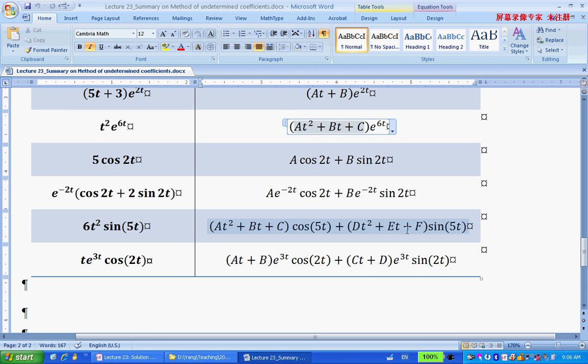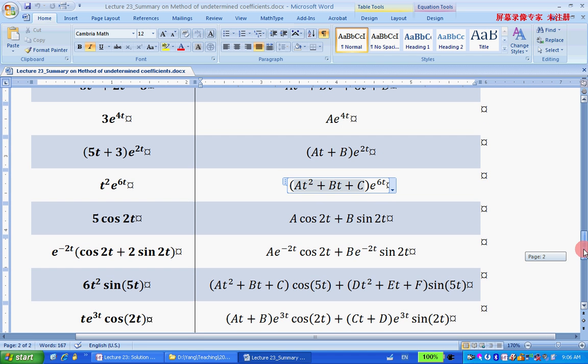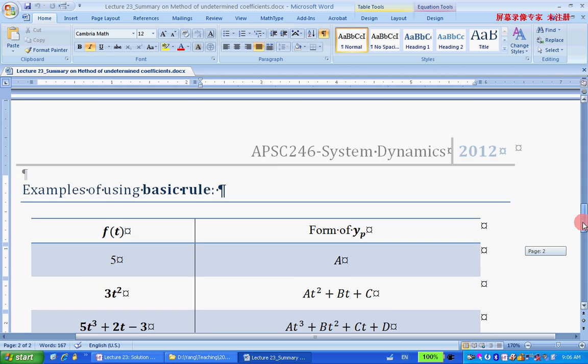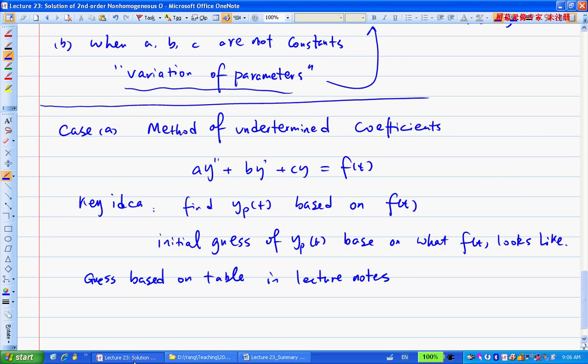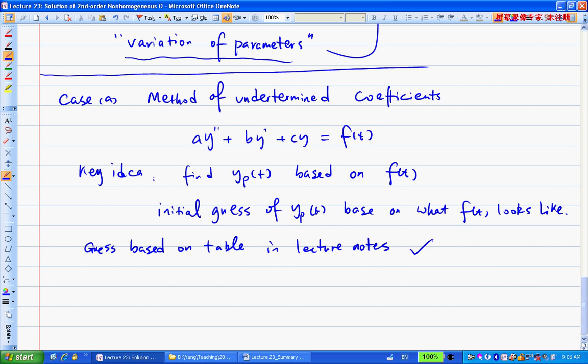So what you need to always focus on is, where do I get the guess? Your guess is based on the preliminary table over here. If there's a combination of these two here, you go to the second table. Okay, so that solves the guess problem now.